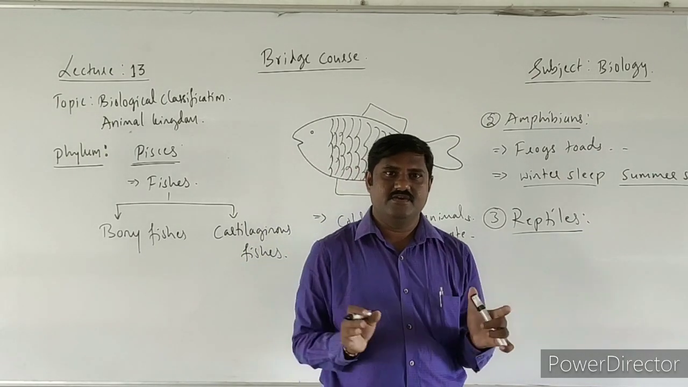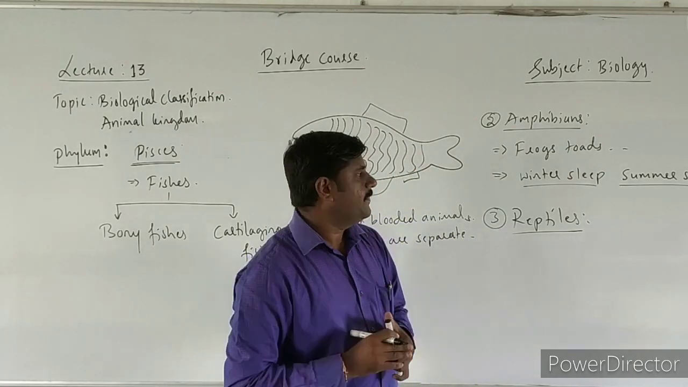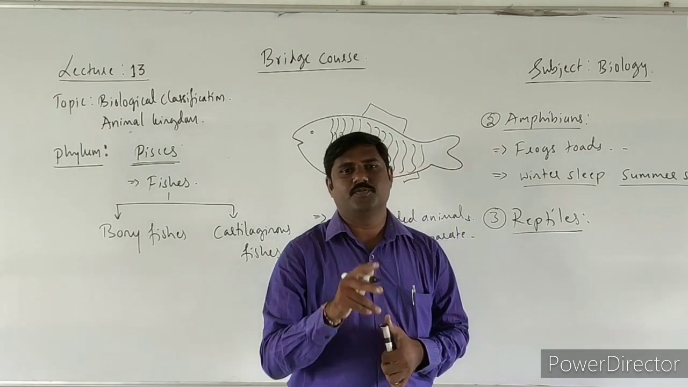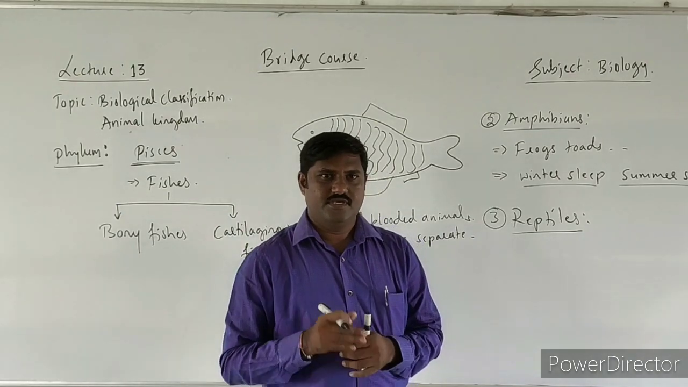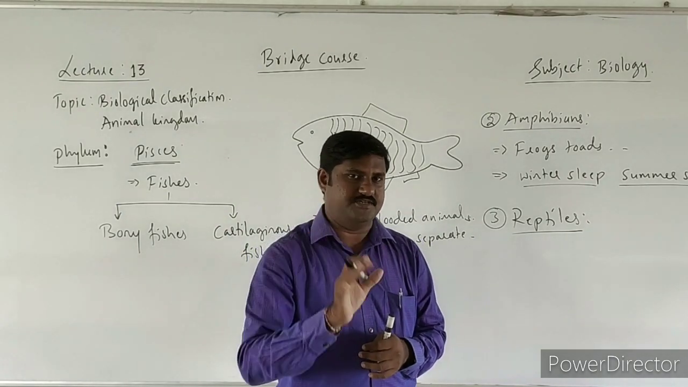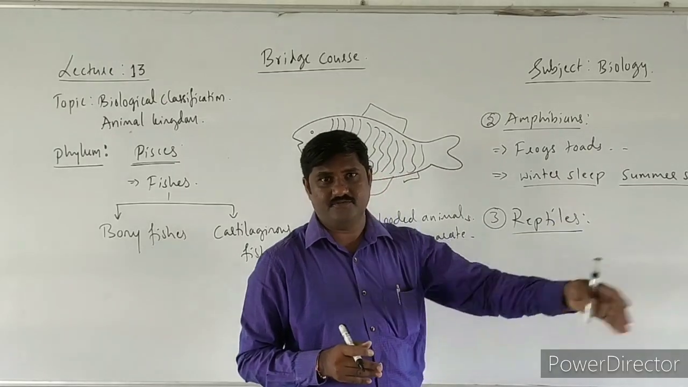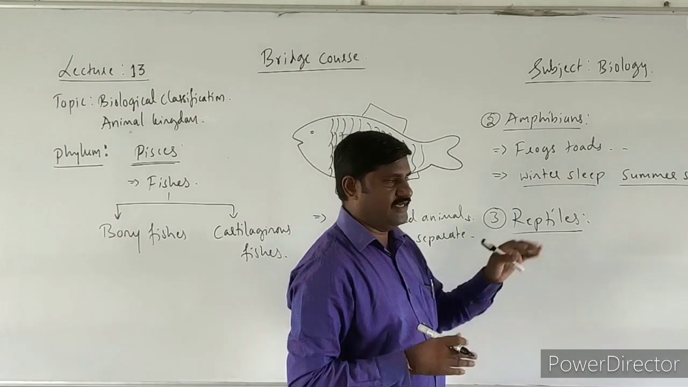Skin is dry. Why? Because there are no glands provided on the skin, right? And limbs, they have two pairs of limbs, forelimbs and hind limbs. Each limb has 5 digits. This is also unique. In the previous one, there were 4 digits in the forelimbs, right? So that kind of animals these are.